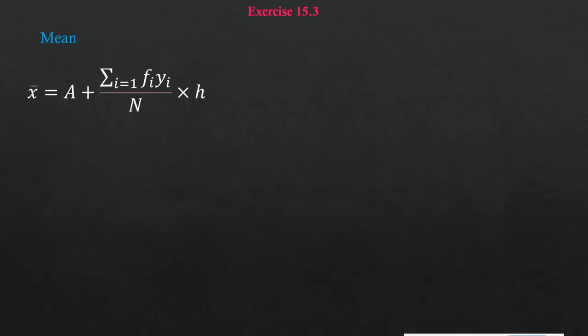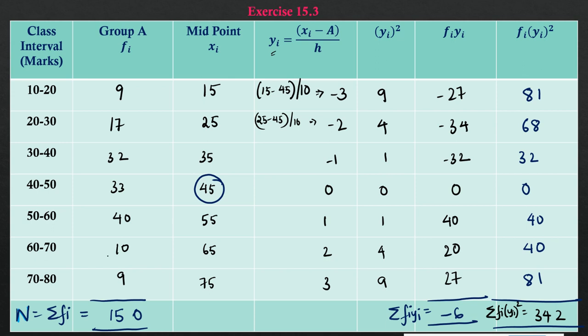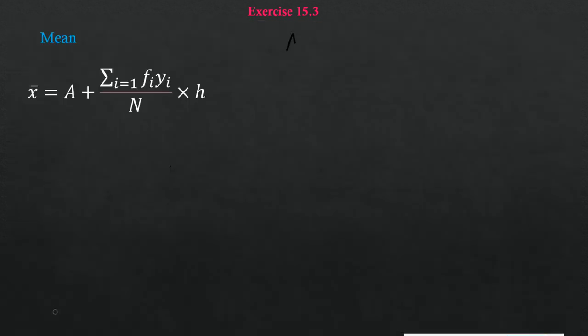First, I'll be calculating the mean, assumed mean. A is going to be the assumed mean. I will be taking the value from over here. Assumed mean we have taken as 45. Let me write the value of the same. A will be equal to 45. Next, we have the value of H. H is going to be U minus L, which is going to be 20 minus 10, which is going to be 10.